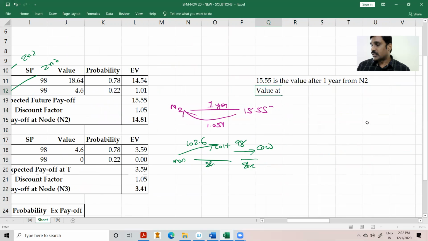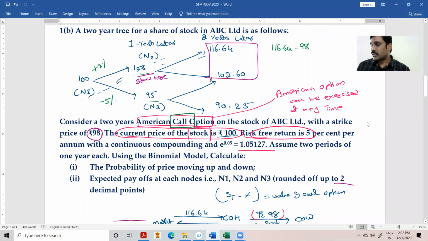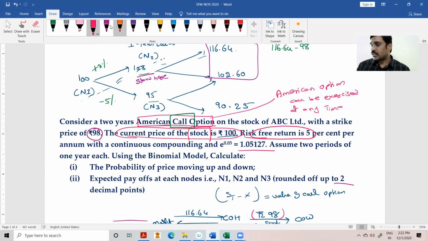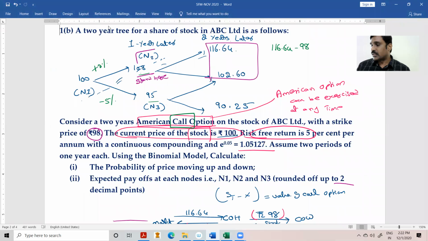Value at N2 requires discounting for 1 year. 15.55 is not the value at N2. It is the value after 1 year from N2. Look at this diagram. This is the first year ending, and this is the second year ending. That means if I stand here at N2, a 1 year gap is there.